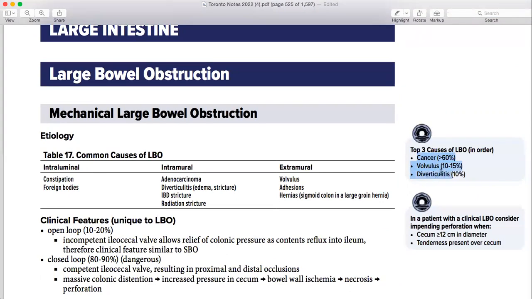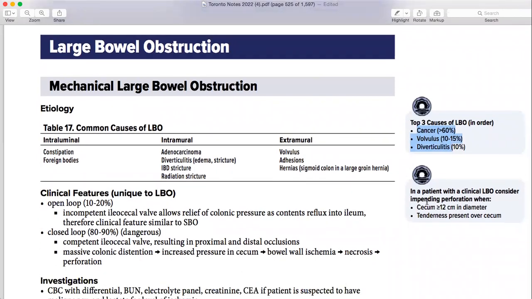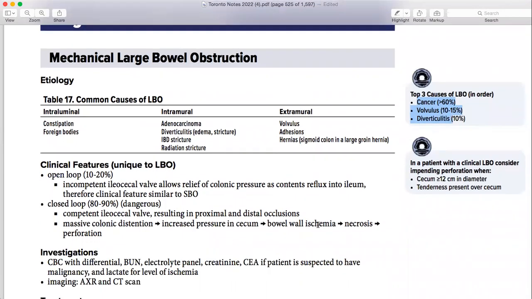Cancer, volvulus, and diverticulitis. So you can see the small bowel is different from the large bowel. At least you need to know these top 3 causes. Obviously, other things can present, but these are the top 3 causes. So adenocarcinoma, diverticulitis, volvulus, adhesions, all of these things. Then cecum and tenderness. Don't forget the common one just because of the uncommon one.